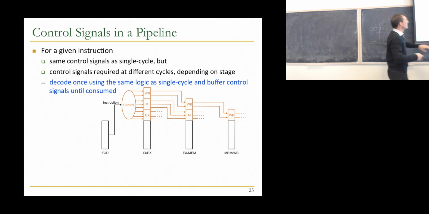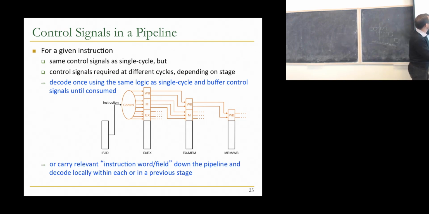Another alternative is you can carry relevant instruction words or fields such that you generate the control signals right before they're needed, right? In the stage, so if you need the control signals, this is the memory stage, you need some control signals over here, you can generate them in this cycle such that they're available right before, instead of generating everything here and carrying it forward. That's another approach. This now equalizes the latches a little bit better. Which one is better? It depends. There you go. You got the answer right. It depends, right? What you're optimizing for.